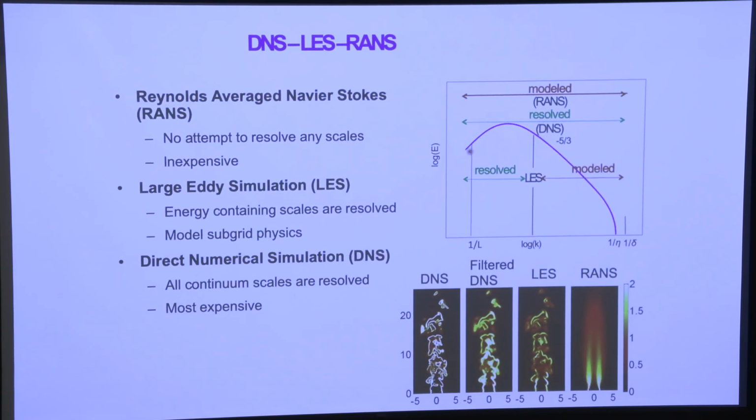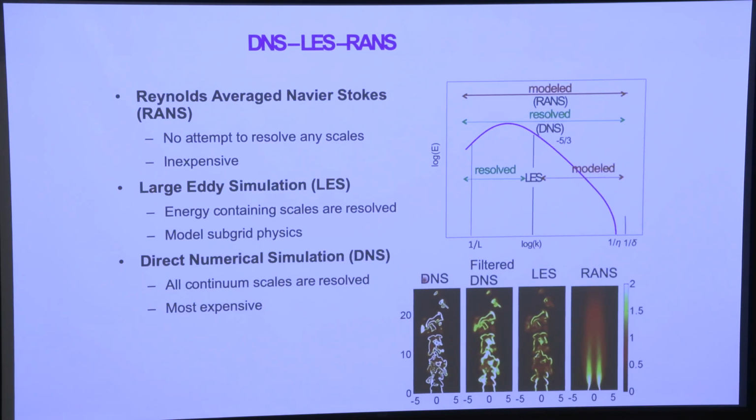And so if you look at the kinetic energy spectrum here versus the wave numbers, you can see that all of the scales are modeled in a RANS simulation. On the other hand, in DNS, we resolve all of the ranges of scales. And then in LES, which is kind of in between, the energy-containing scales are resolved through somewhere in the inertial range, and then you still have to model the subgrid scale physics that are beneath the size of your grid.